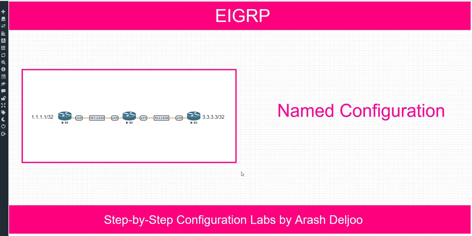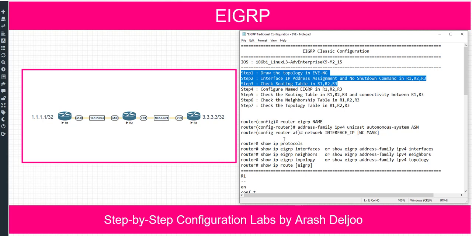EIGRP named configuration. In this video, I am going to show you how you can configure EIGRP with the second method, the named configuration. Actually, this scenario is the same as the previous scenario that we did with the EIGRP classic configuration, but now I want to show you the named configuration.